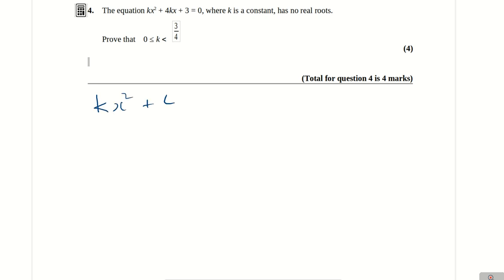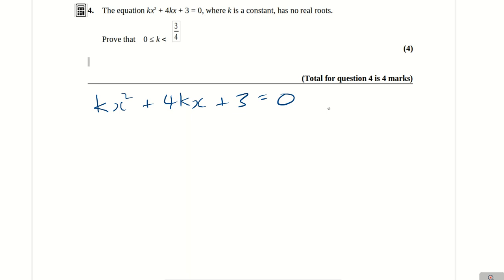Right, so we've got to show that this equation has got no real roots. Now the roots is another term for the solutions to the equation. So the values of x that will put the left hand side of that equation equal to 0.